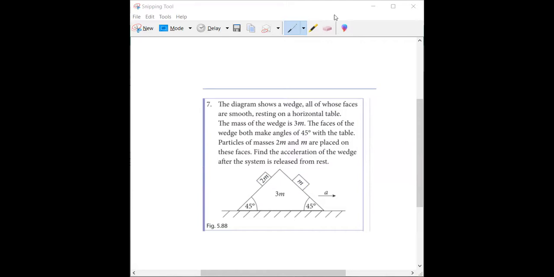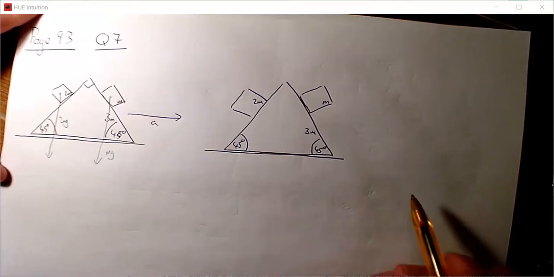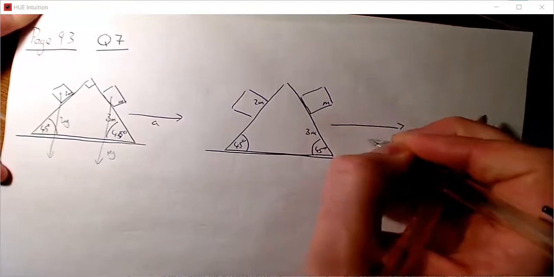So as usual, we're going to start off drawing our force diagrams, and we'll do 2 separate diagrams, one for the particles and one for the wedge. Okay, so here are my diagrams. I'm going to start off just with the particles. Sorry, I should include an A there as well.